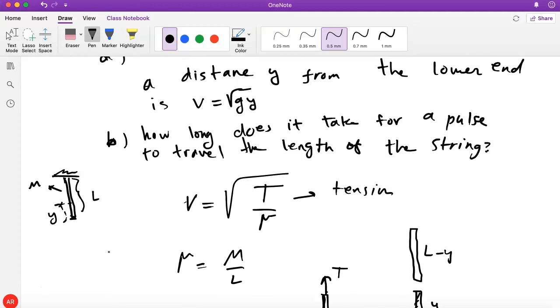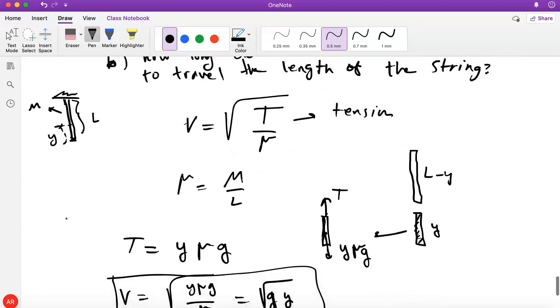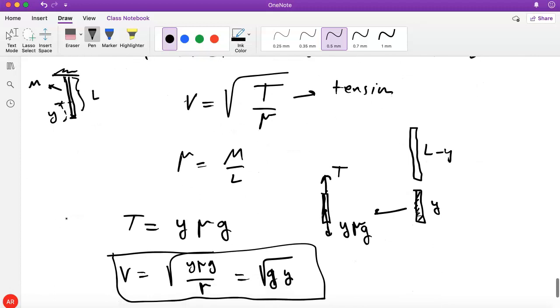Now part B is quite interesting. How long does it take for a pulse to travel the length of the string? If I, for example, take the bottom, move it quickly this way and bring it back, so I generate a pulse at the end, then this pulse will propagate away, moving up along the string. At that point it's moving very slowly. It actually has a speed 0 if y is 0. But as soon as it moves a little bit away, its speed increases. So the farther it goes from the source, the faster it moves, because the tension is increasing.